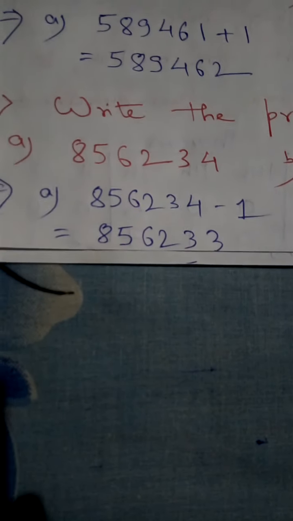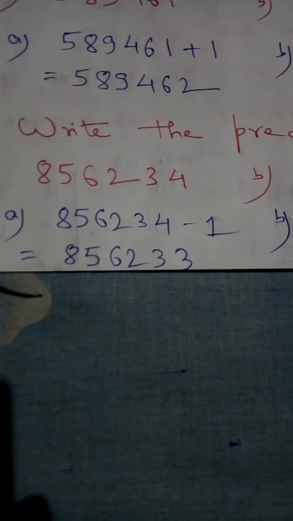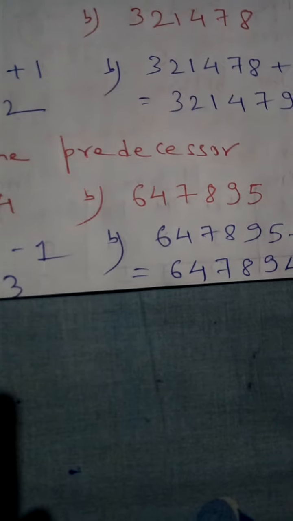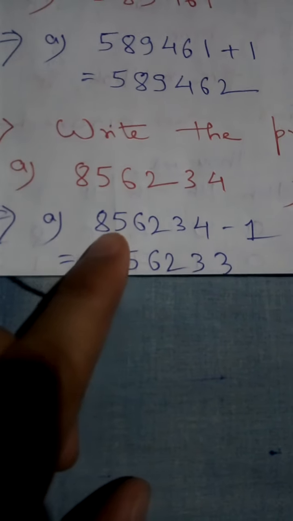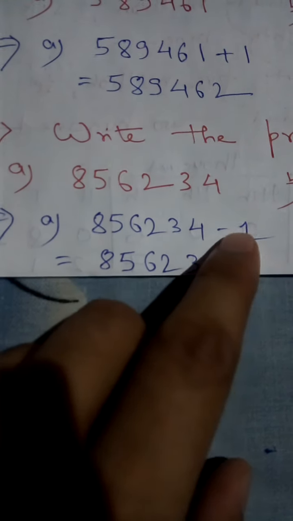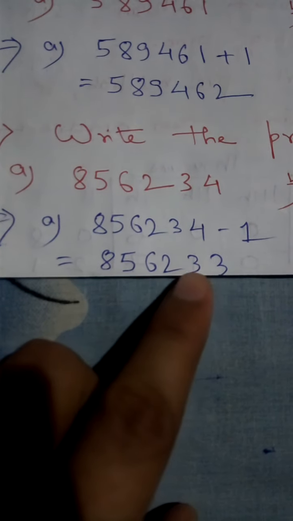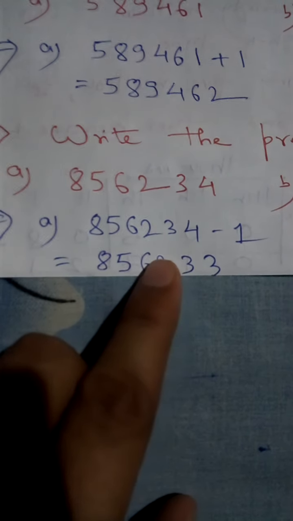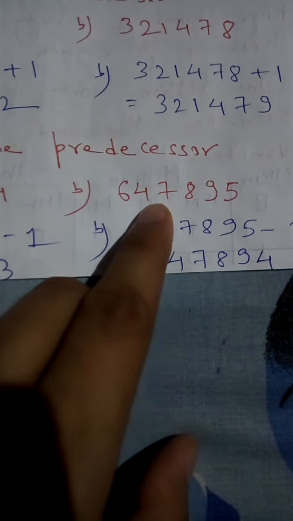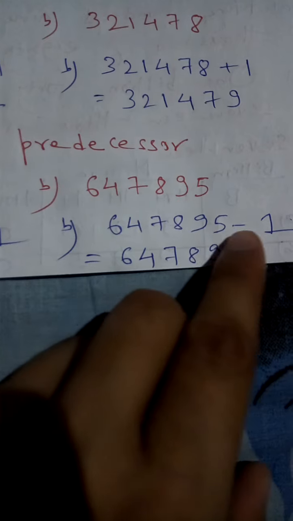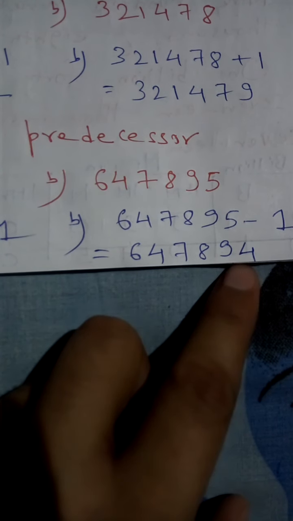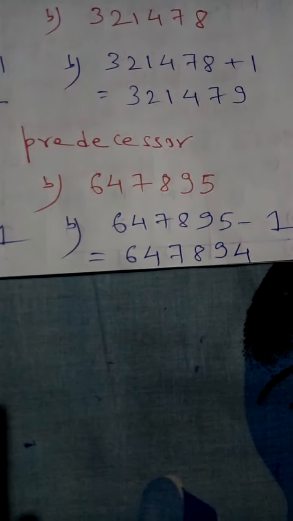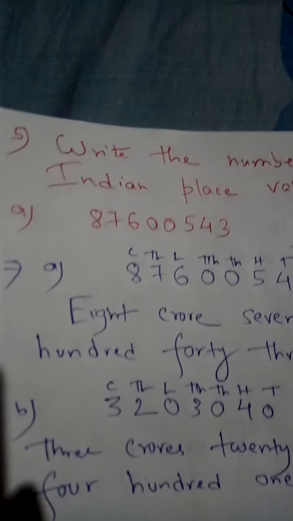Number 4 question is: write the predecessor. Predecessor means minus 1. The first question is 856234 minus 1. The answer is 856233. This is the predecessor. And the second one, the answer is 647895 minus 1, that is 647894. Okay, it's easy.